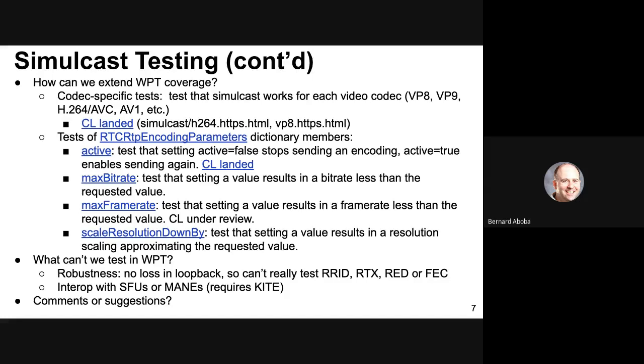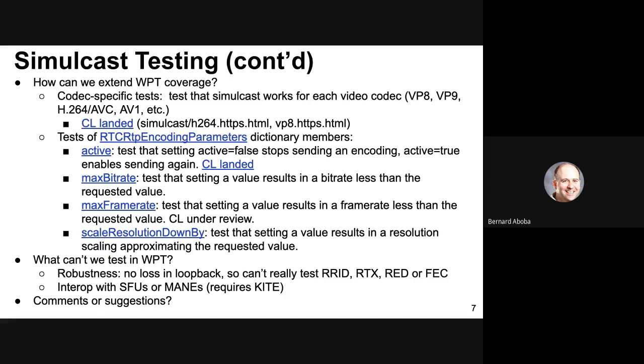Fippo has worked on a test for maxFramerate. And that test is to basically test that setting a value results in a frame rate that's actually less than the one we requested. The test that was submitted had an issue, I think, that Harold found where it was looking at the aggregate. It wasn't exactly clear in all circumstances that it would work, but we're looking at updating it to address that. So I think we're on our way to getting a maxFramerate test in.